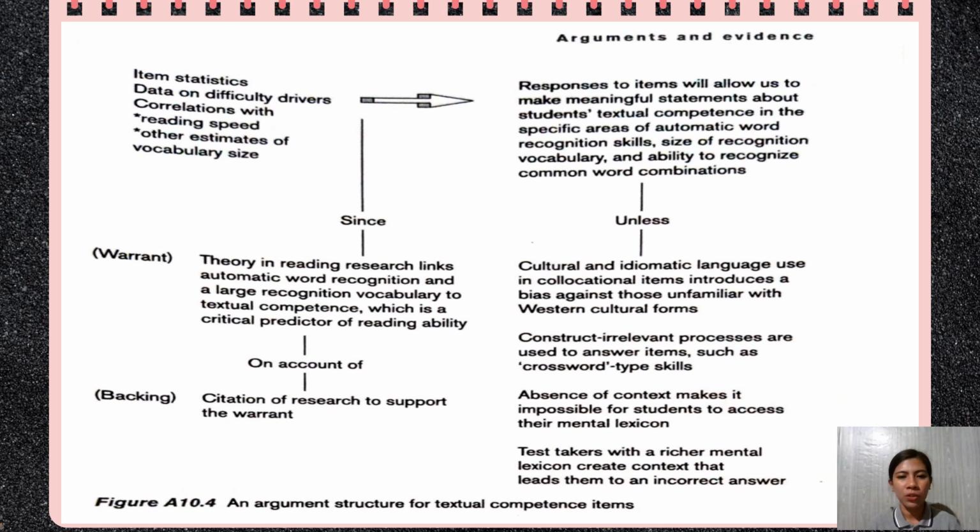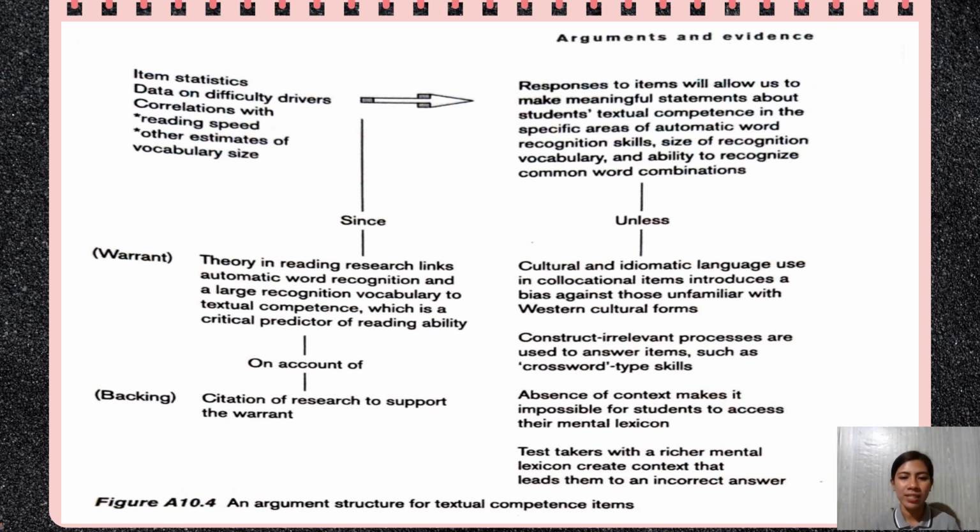Our warrant, or the reason, is that reading research shows that being able to recognize words quickly and having a large vocabulary are strongly linked to being good at reading. Our backing, or the evidence, is that studies and research support this idea.